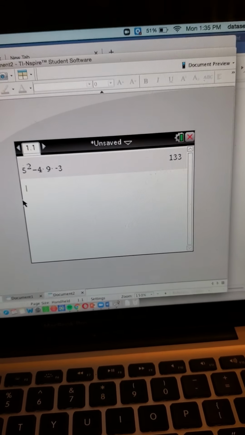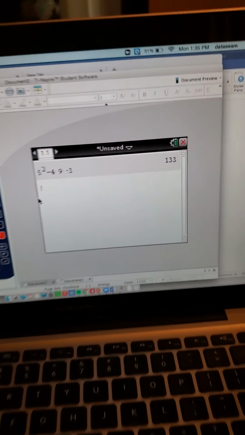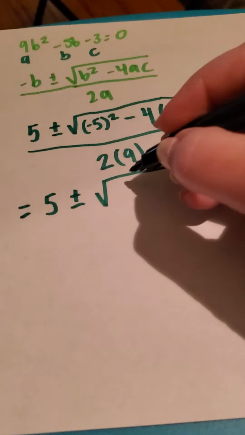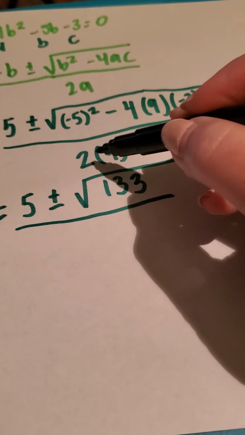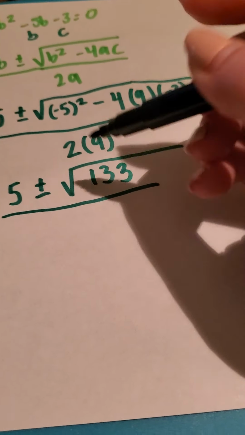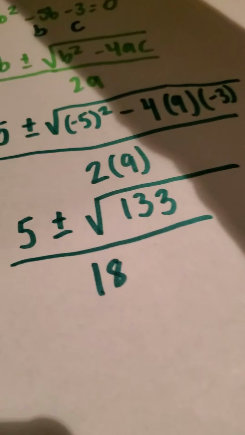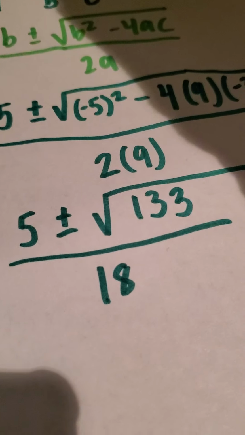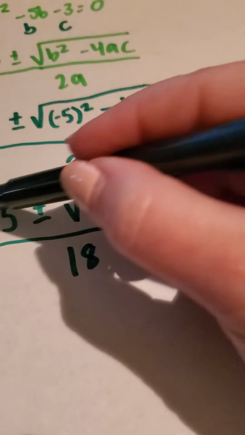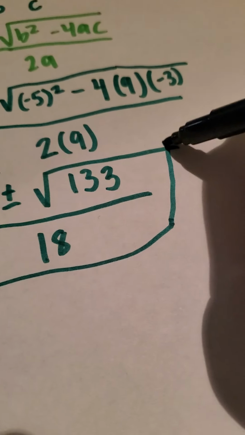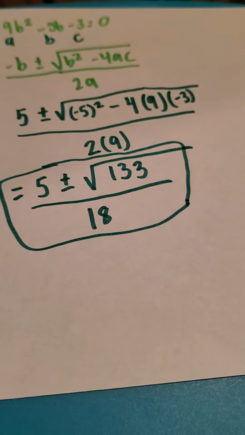All right, so I get 133. So I'm going to take that number and put it right in here. And then all I have to do here is 2 times 9, which is 18. From there, I'm going to look and see if I see that in my answer choices. And I do see that in my answer choices. So I can go ahead and stop, and that would be my final answer.